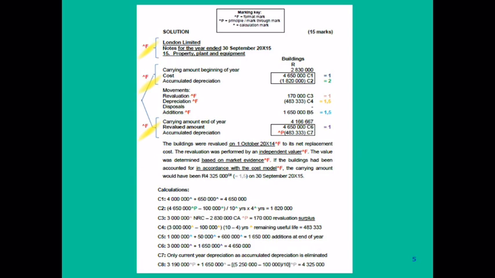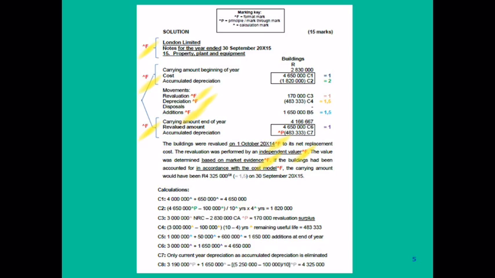Format marks for having line items revaluation, depreciation and additions. Narrative information is also an important part of a PPE note. Format marks were awarded for identifying the date of the most recent revaluation, the fact that it was performed by an independent valuer with reference to market evidence.